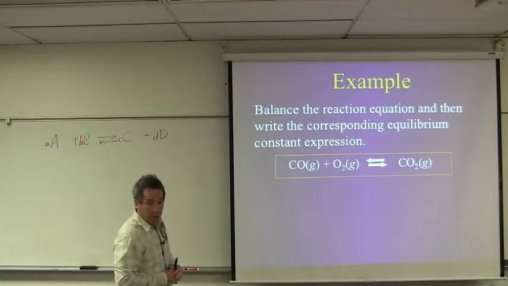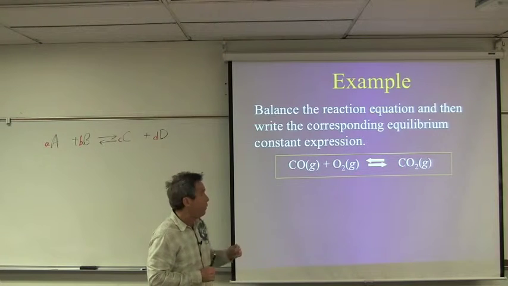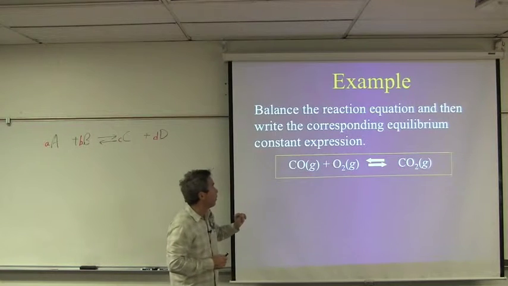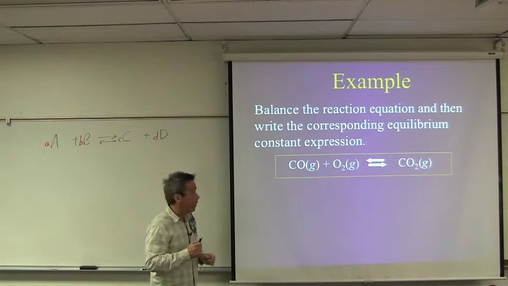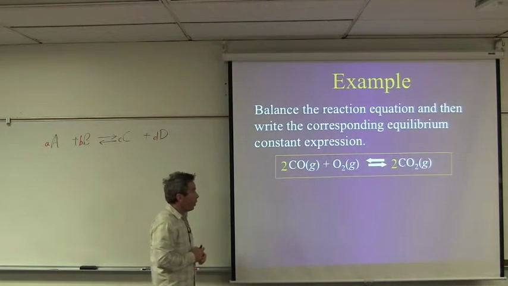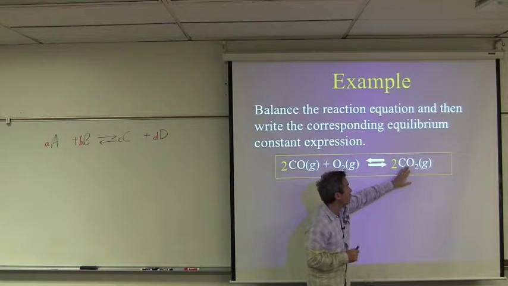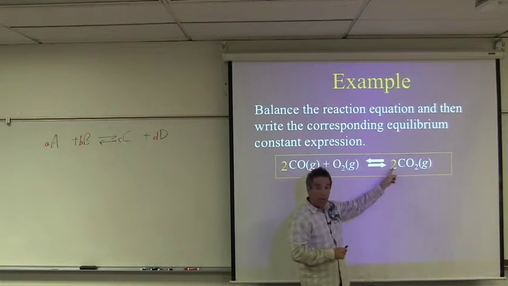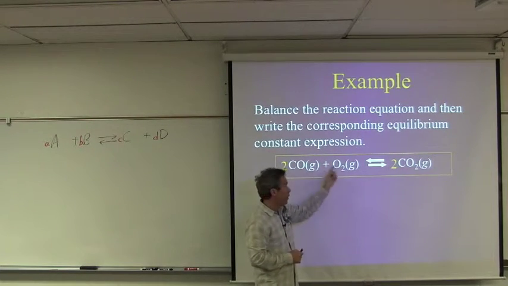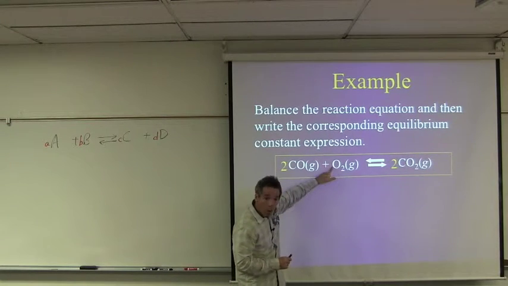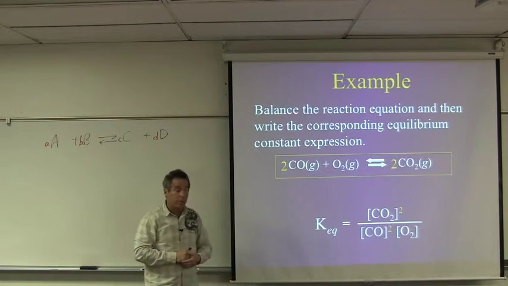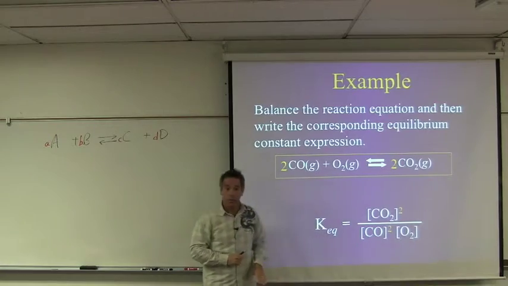Let's do an example together of writing the law of mass action, and then I'll have you guys do one. So for this example, balance the reaction and then write the corresponding equilibrium constant expression. So you guys are pros now at balancing chemical reactions. Okay, so there it's balanced. Now we're going to write the law of mass action. We're going to put the concentration of the products on top, raised to their stoichiometric coefficient power. And on the bottom, we're going to put the concentration of the reactants raised to their stoichiometric coefficient power. In this case, it's O2, so that will be raised to the first. We don't have to put the first. So we write this. Products over reactants.